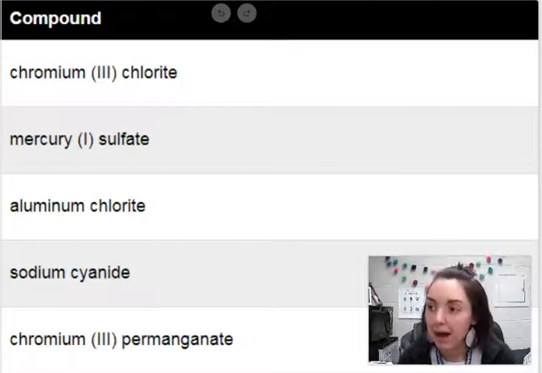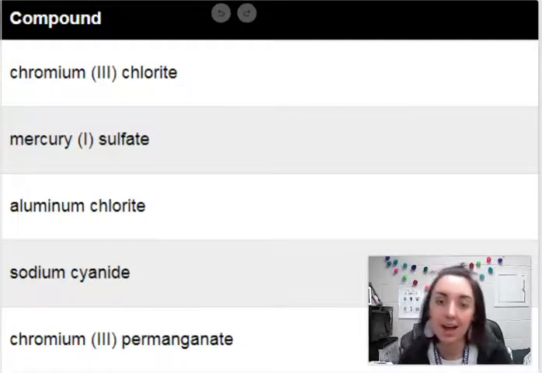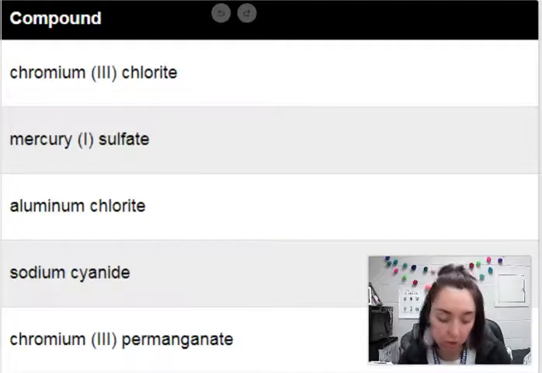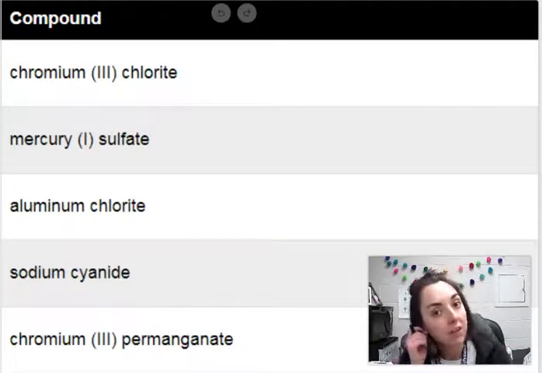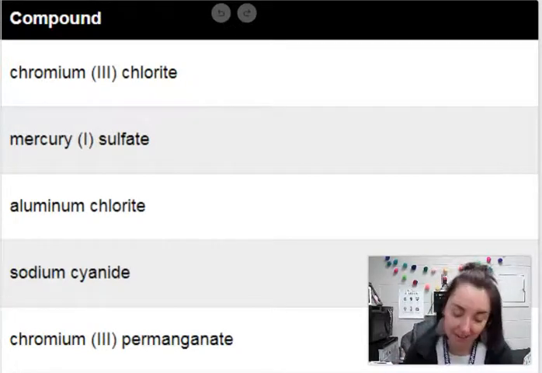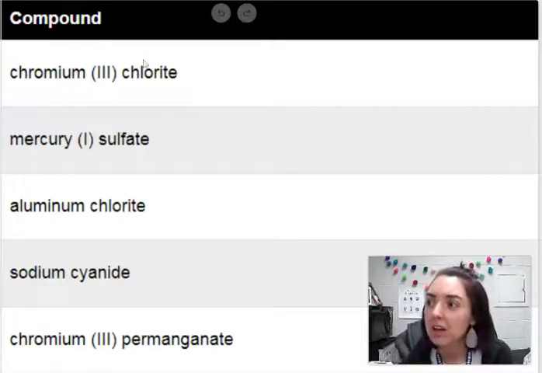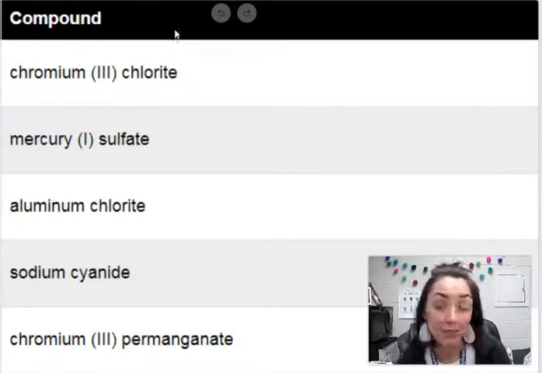So we're here to talk about polyatomic ionic compounds today. So you are going to need your ion reference sheet, unless you have all those polyatomic ions memorized, so that we know when we see chlorite what that means.